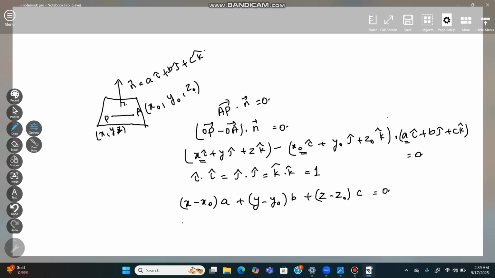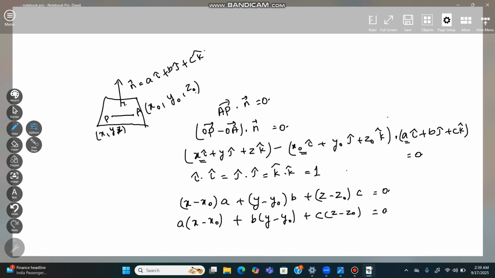equal to 0. So the equation of the plane, which has a normal vector ai plus bj plus ck, and passes through the point x naught, y naught, z naught, can be written in the form a times x minus x naught plus b times y minus y naught plus c times z minus z naught equal to 0.